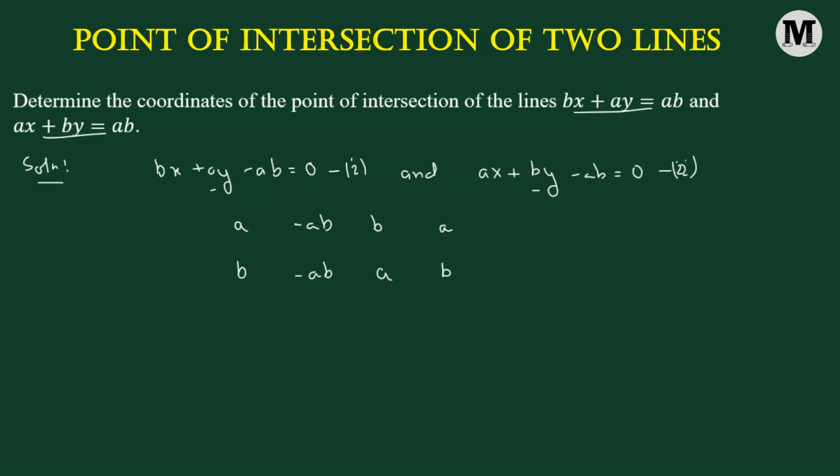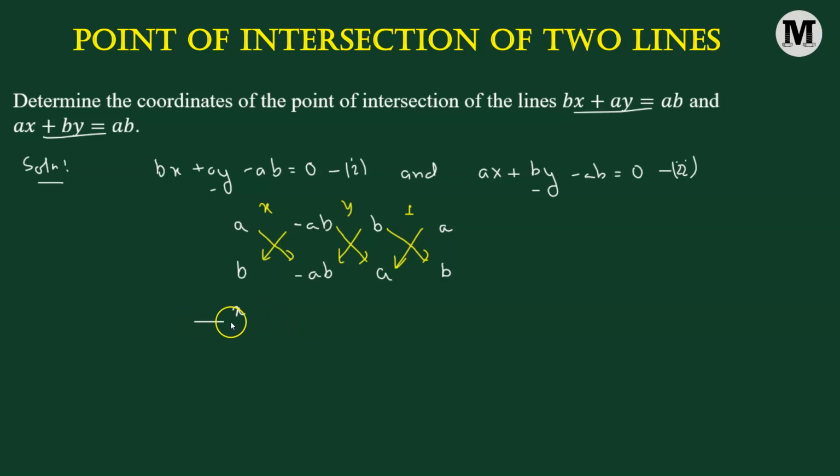So now we are going to perform cross multiplication here. The first cross multiplication gives us the value of x. The second is going to give us the value of y. Here we will multiply a with negative ab, and from it subtract the product of b and negative ab. To find y, we're going to take the product of negative ab with a, and from here subtract the product of b with negative ab. And then we have b times b minus a times a. Okay, so let's note that down.